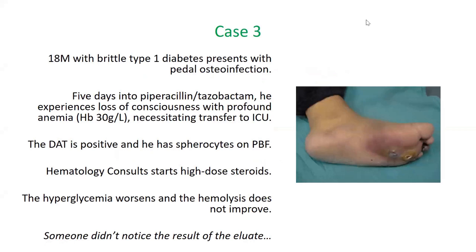Here we had an 18-year-old with brittle type 1 diabetes who presented with pedal osteoinfection. And 5 days into his treatment with Piptazo, he experienced a loss of consciousness with profound anemia, requiring transfer to the ICU. His DAT was positive, and he had spherocytes on his blood film. So the consults team started high-dose steroids. With that, though, the hyperglycemia got worse, and the hemolysis did not improve. Someone didn't notice the result of the eluate.